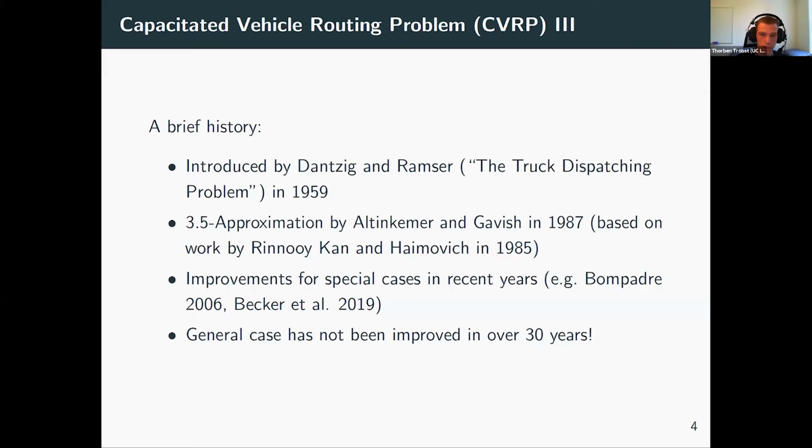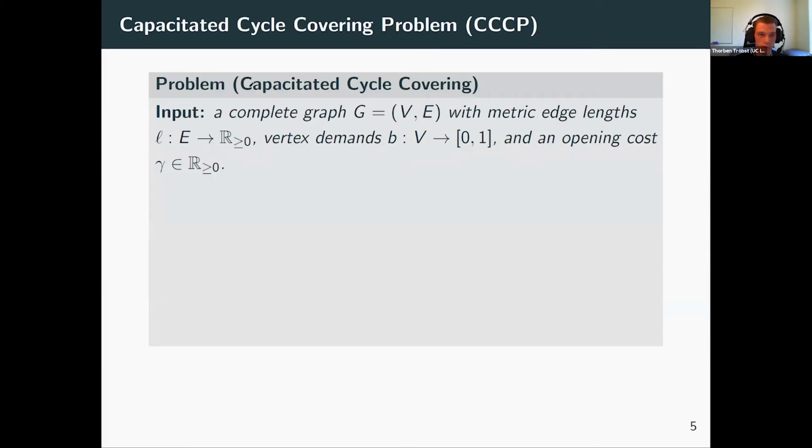So what we did to simplify this a little bit is we introduced a problem called capacitated cycle covering, which is very similar. Namely, you still have a complete graph, you still have metric edge lengths, you still have vertex demands, but instead of having a special depot vertex which every tour needs to connect to, you instead have an opening cost, which you have to pay for every single cycle that you create.